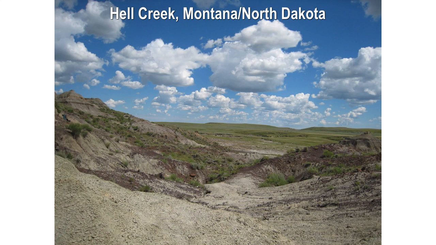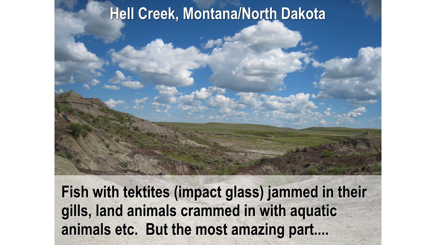Now, what they found here, this is the interesting part. They found fossilized fish and other animals. Matter of fact, they found land animals and aquatic animals, fish and stuff, all jammed together and extinguished. The fish had tektites embedded in their gills. Now, what a tektite is, it's a little tiny sphere of impact glass.